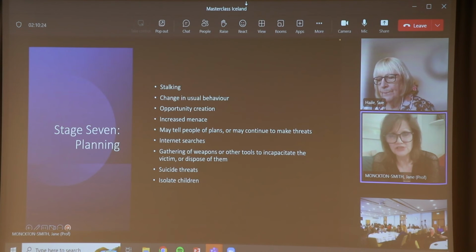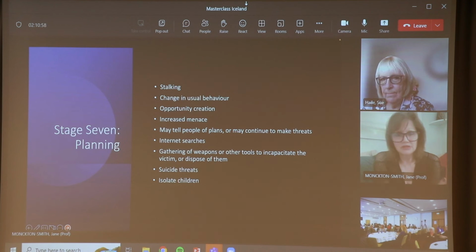There was some research in the United States that said that in 85% of their cases, they found levels of planning. And we concur with that. So most of these homicides are actually planned. Even if the planning isn't meticulous, there is levels of planning there. So they do go through stages 6 and 7. And those stages can, of course, overlap.